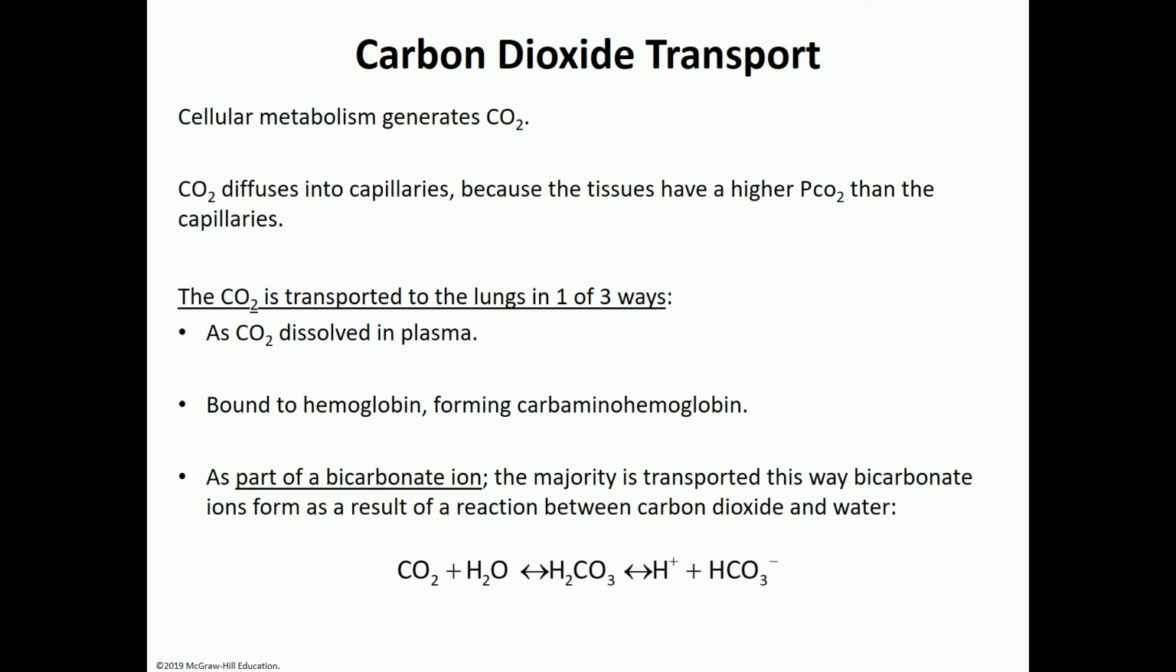Now for the transport of carbon dioxide, that's through 3 different ways. The first, and the most common way, is that carbon dioxide is transported as part of a bicarbonate ion. So again, that infamous reaction that we've mentioned over and over again during this chapter is the main way carbon dioxide is transported to the lungs. The other two ways are that carbon dioxide is either just dissolved in plasma or binds to hemoglobin to form carbaminohemoglobin.